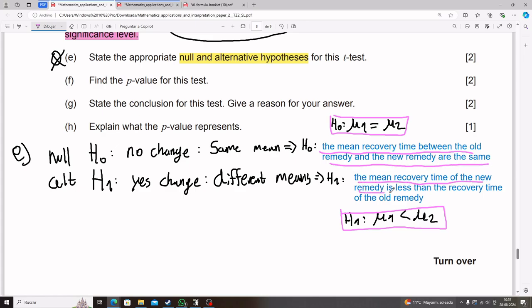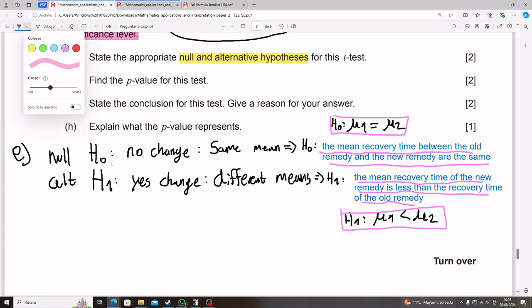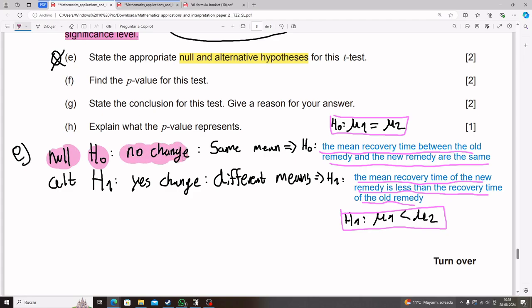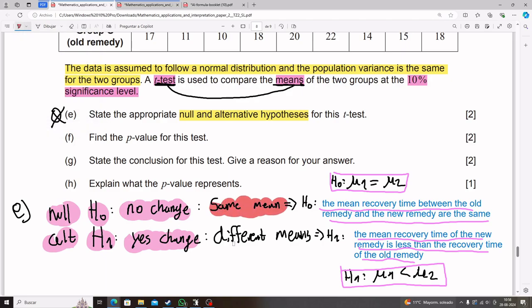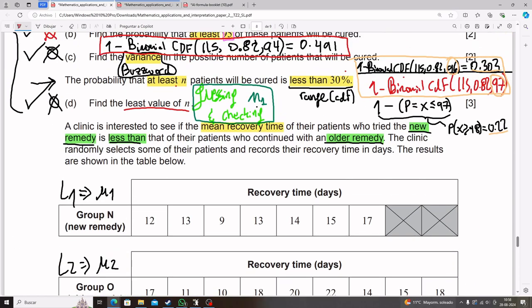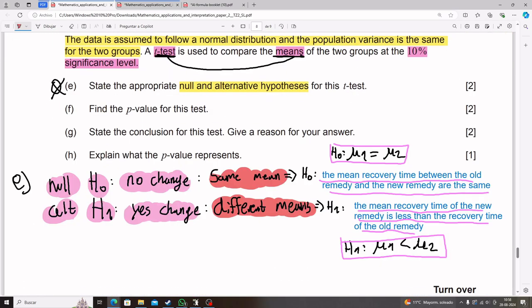Either of them work. The main idea we need to stick to is that, as I mentioned earlier, the null, which is H0, basically talks about no change, while the alternative, which is H1, proposes that there is a change. Okay, and in this context, because we were talking about means, that is why we said that no change was the same mean, while yes change was different means. Now, in which way specifically depends on how the experiment is being conducted. In this case, different means in the sense that the new remedy has a lower time than the old remedy.